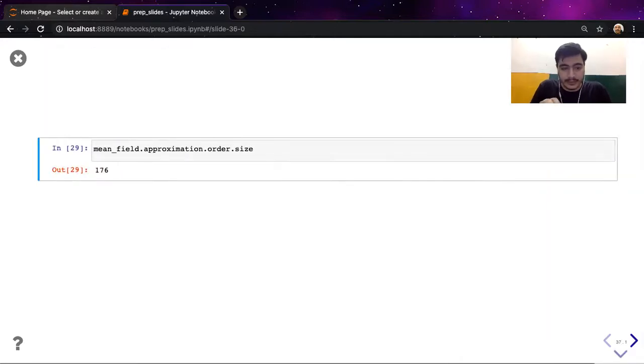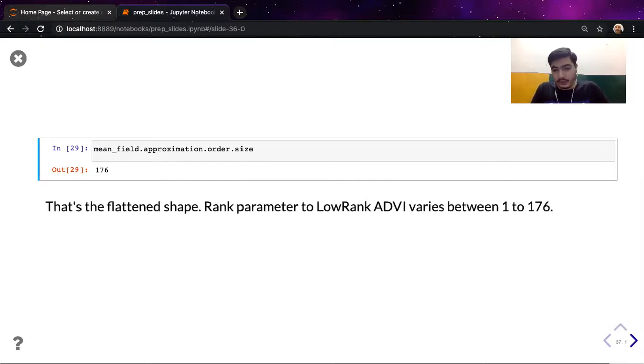A particular integer right there is important to us because it denotes how big the flattened shape of the parameters is, and then we can pass this value to the low rank ADVI. For a rank very close to 1, we can safely say the low rank update will be close to the mean field ADVI assumption. And if you go close to the full flattened shape of the parameters, that is 176, we're going to represent the full rank ADVI one. So as I said earlier, the low rank is a midway between the mean field and full rank assumptions.